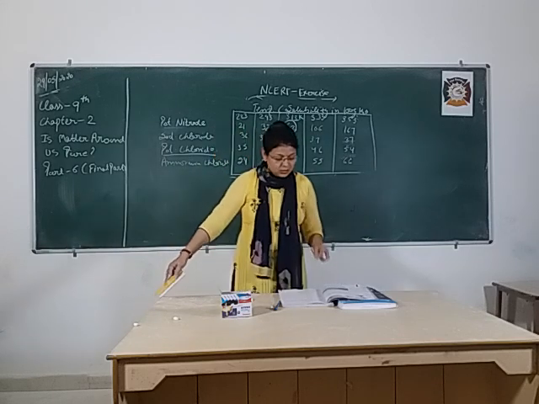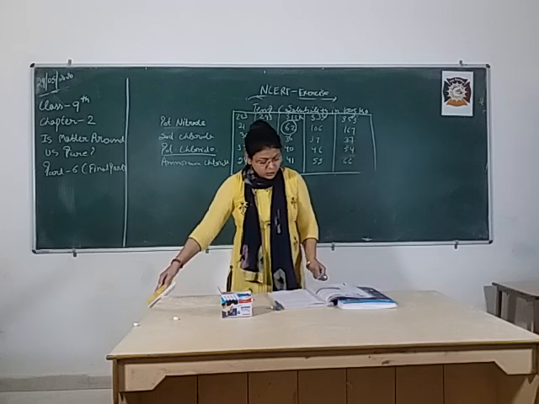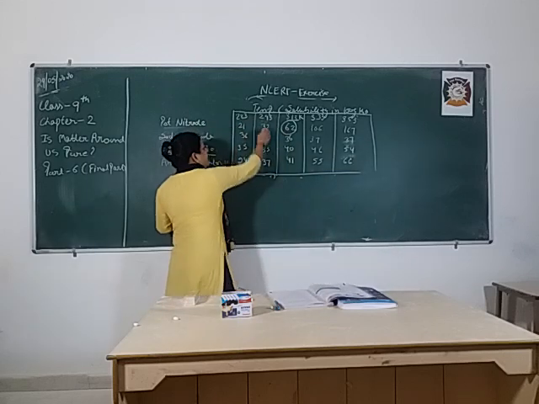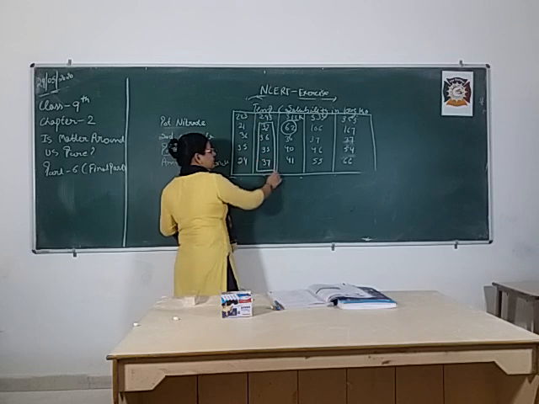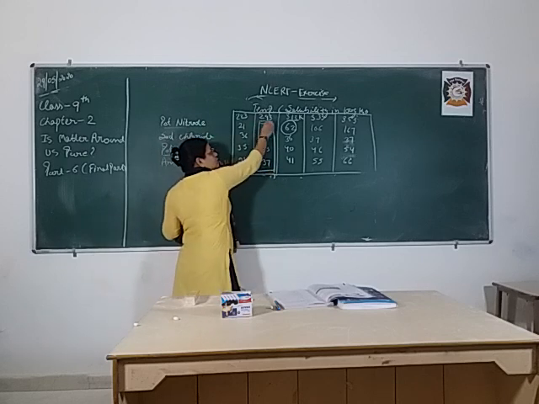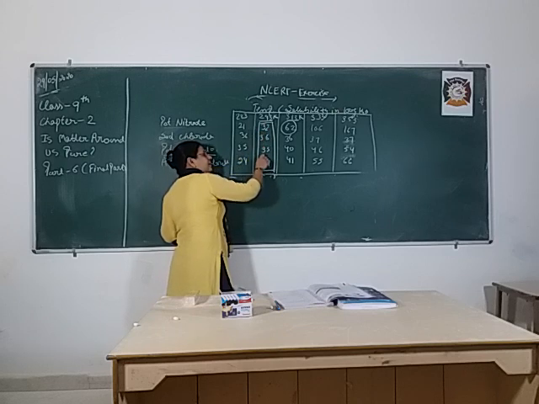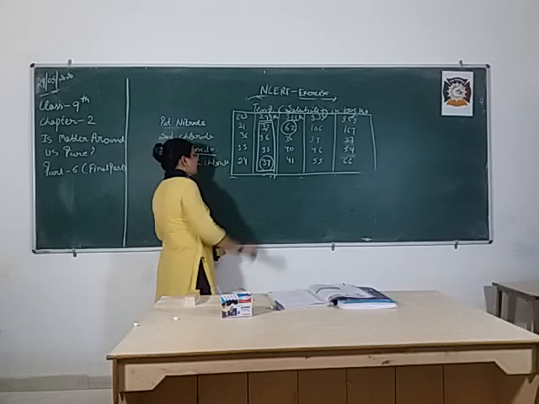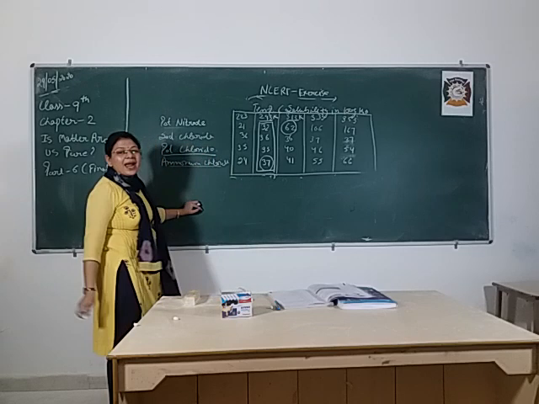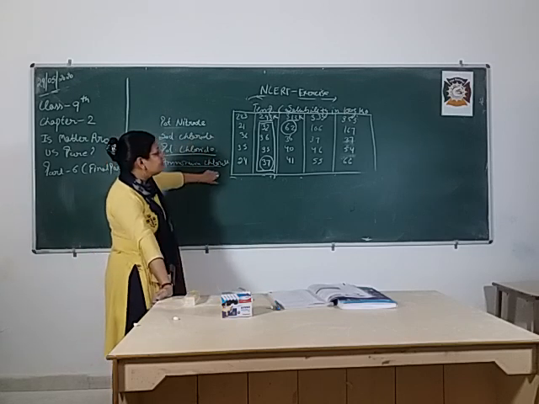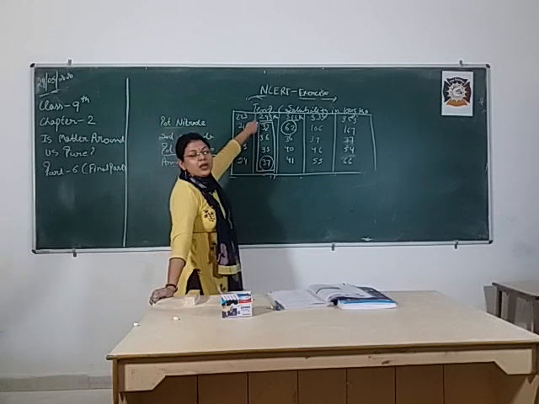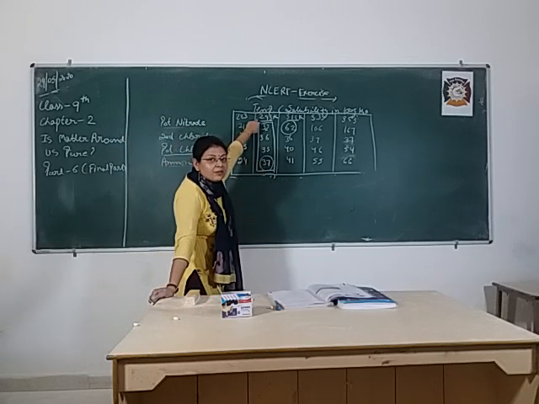So the next is part B, the solubility of each of the following at 293 Kelvin. This is the solubility at this 293 Kelvin temperature. You have to tell the maximum solubility: 32, 36, 35, 37. That means ammonium chloride has the maximum solubility at 293 Kelvin temperature.